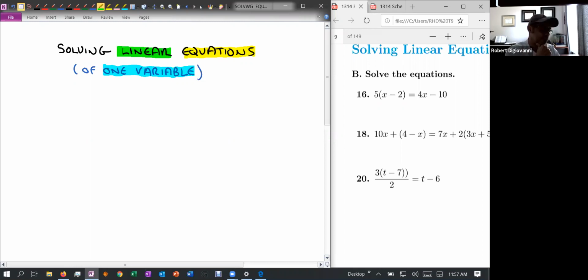So does anyone know what it means that we have a linear equation? There's something very special about linear. It has to do with the variable. Let me write an example. I'm going to just make up my own.